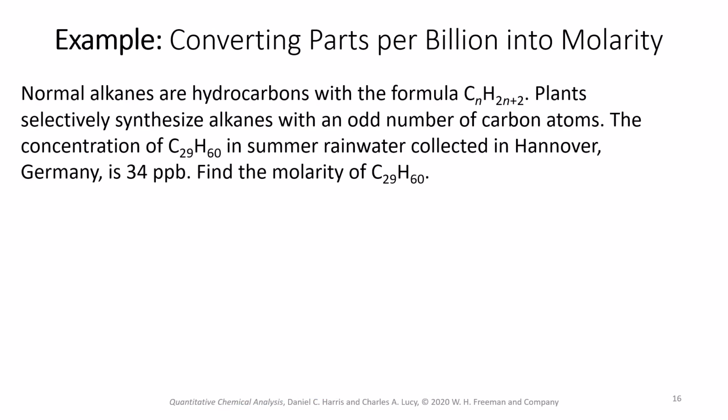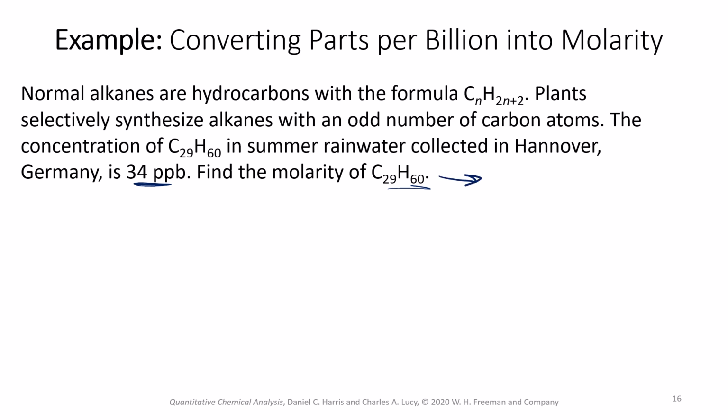So let's practice. Normal alkanes are hydrocarbons with the formula CnH2n+2. Plants selectively synthesize alkanes with an odd number of carbon atoms. The concentration of C29H60 in summer rainwater collected in Hanover, Germany is 34 ppb. Find the molarity of C29H60. So it looks like we will need the molecular weight of this compound.